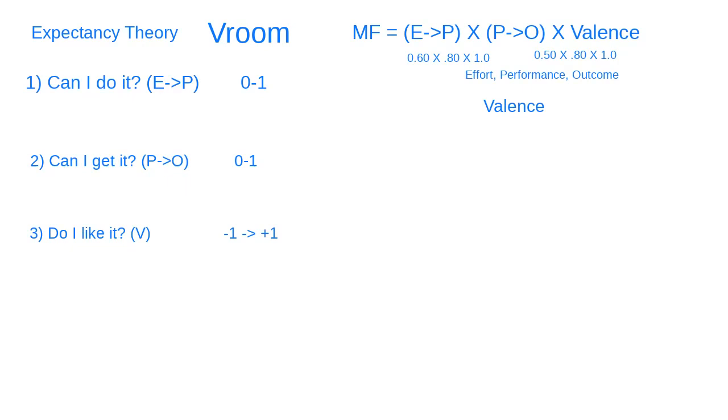Can I do it? Can I get it? Both would be in the range 0 to 1. Do I like it? It's range -1 to +1. If you hate it, you're probably going to try to stay away from it. So this is the value for expectancy theory. At this moment, do we have any questions?